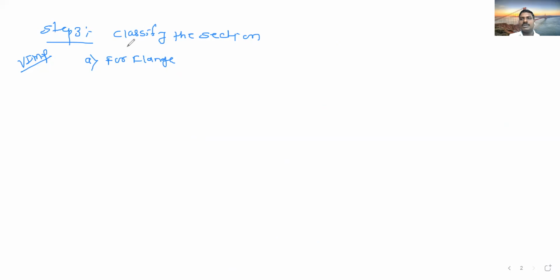This step also. So for flange, how to classify the section? It means whatever I section you have used, that section you have to classify. It means that section in which classification. So there are 4 classifications: plastic, compact, semi-compact, and slender. So there are 4 classifications, depends upon the cross section. Please remember, please concentrate here.